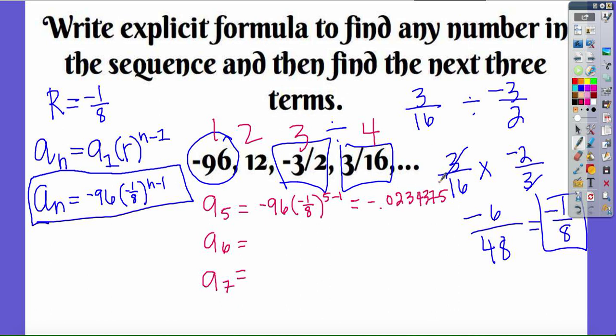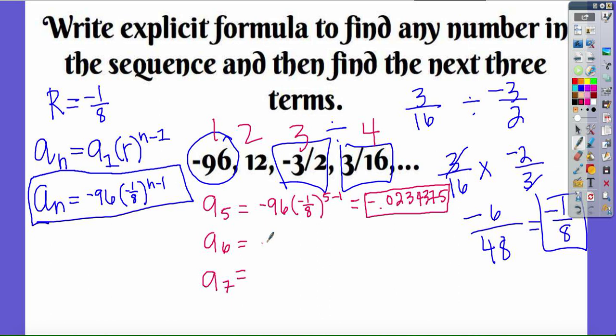-0.02344375. Now later we're going to start applying this to actual applications, and we would not be writing the entire number out. We'd probably be rounding to 2 or 3 decimal places, but that is technically the entire answer as a decimal to the 5th term.